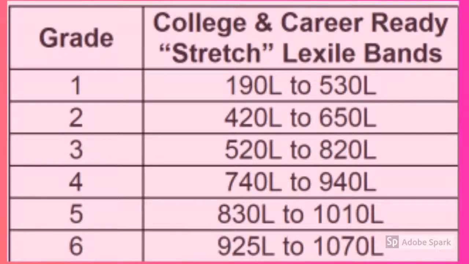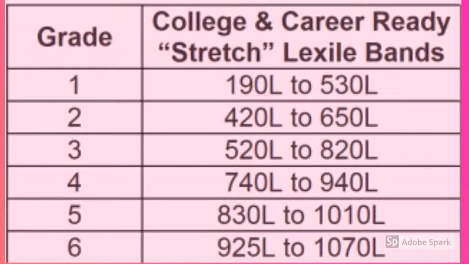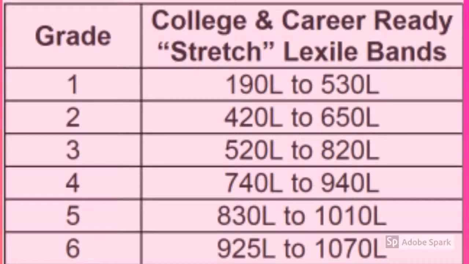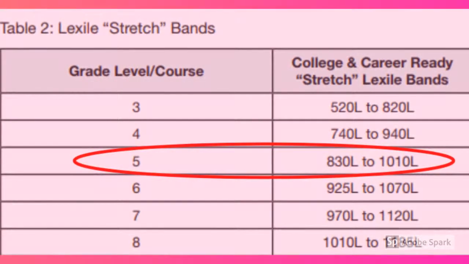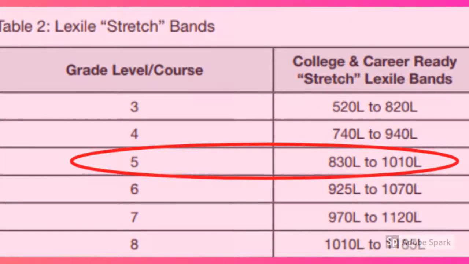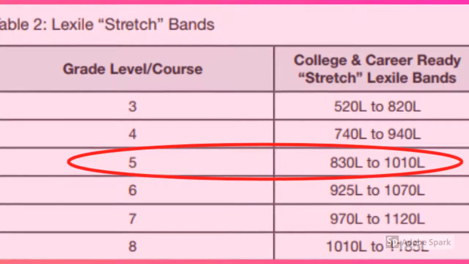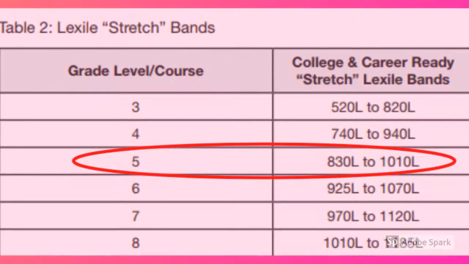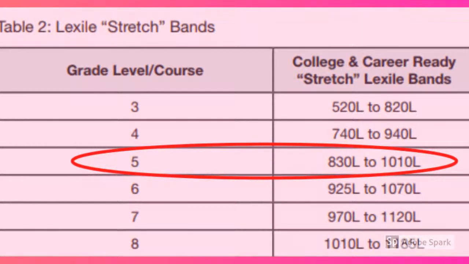Students are also measured on the Lexile band. Lexile is a reading comprehension measure that can be given to students that equates to a grade level score and a college and career ready stretch band. For 5th grade, the College and Career Ready Stretch Lexile band is a range that goes from 830 Lexile to 1010 Lexile.